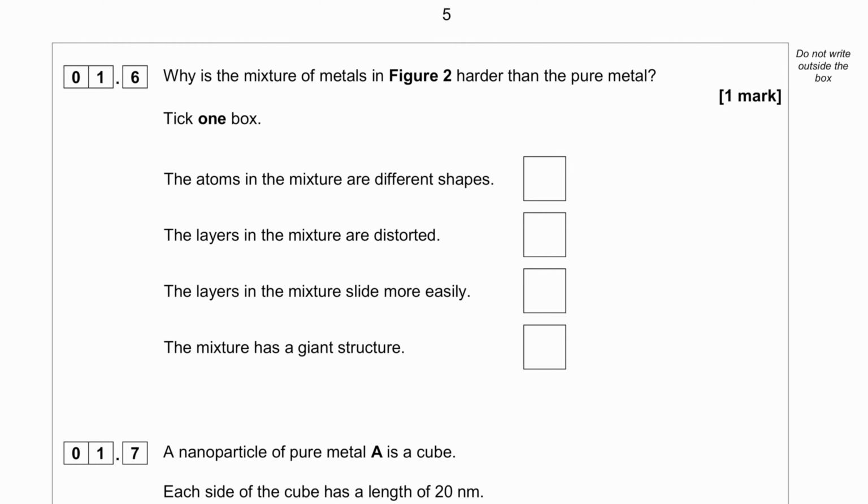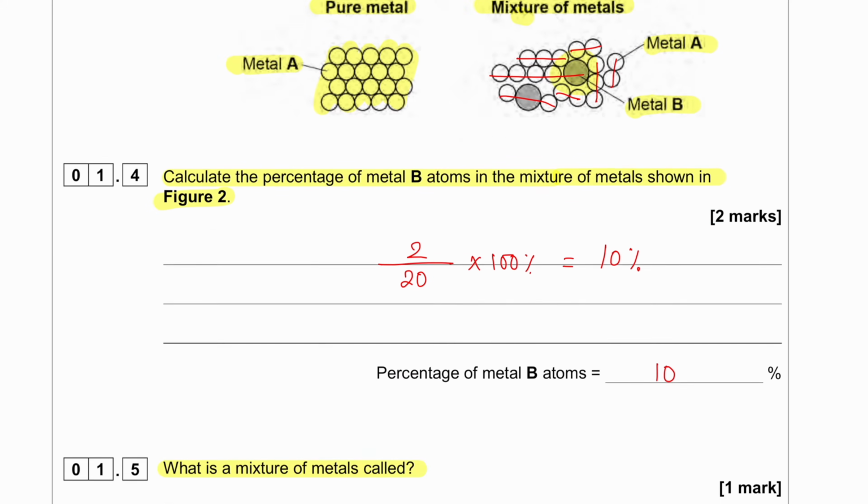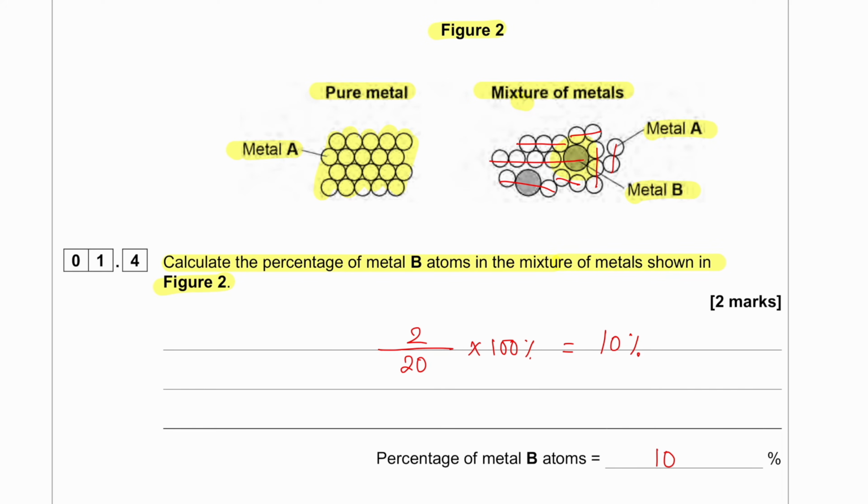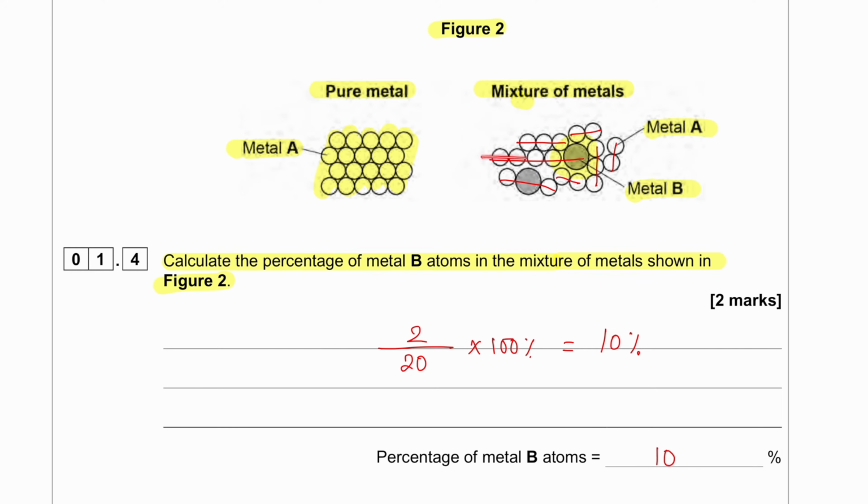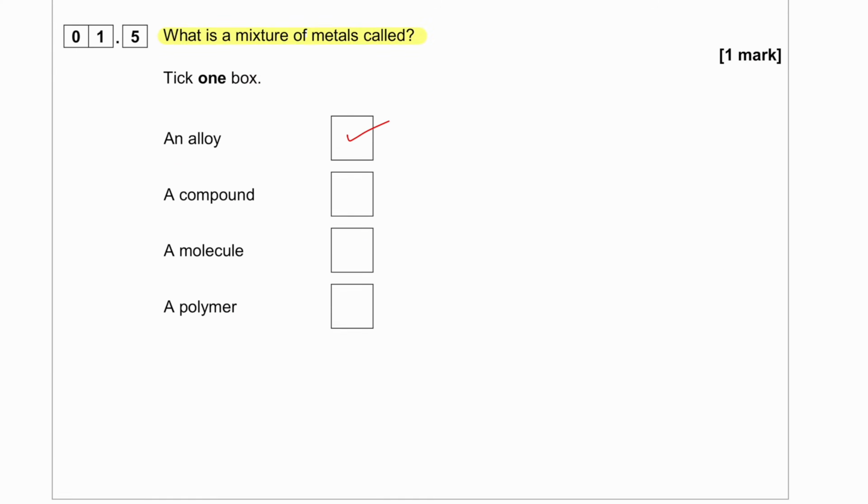Why is the mixture of metals in Figure 2 harder than the pure metal? As you can see in the second part of Figure 2, we have a mixture of metals, and the larger metal B atoms prevent the layers of smaller metal A atoms from sliding, so thereby it will make it harder.